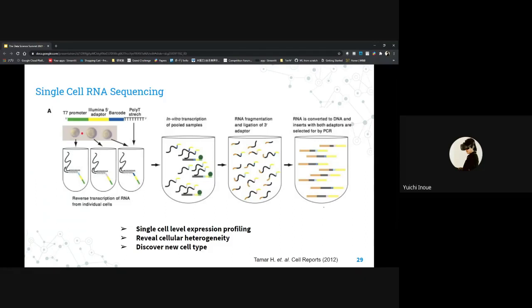We take the tissue and separate the cells one by one. We then look at the expression of RNA in each individual cell. The sensitivity of the machine has improved so that we can now detect RNA expression from such small samples.